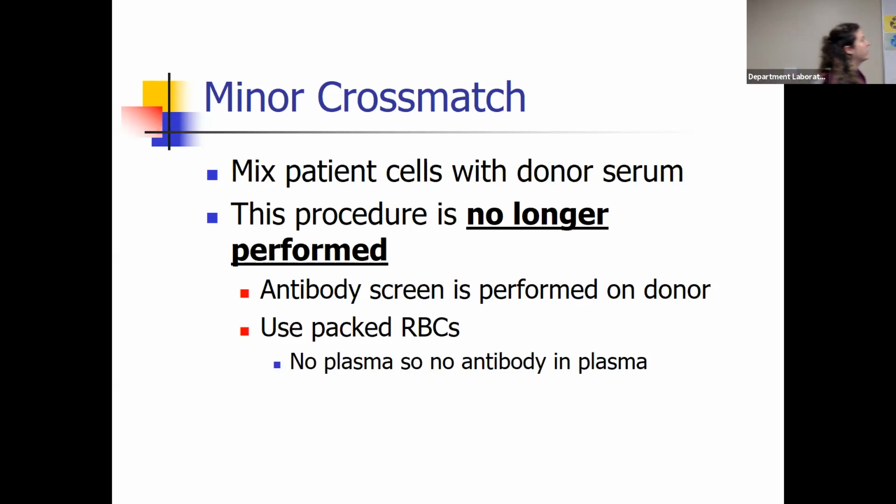Another reason the minor crossmatch is not performed, think about whole blood. If you are doing whole blood transfusions, whole blood has red cells and plasma, so we would need to make sure that that plasma is also compatible with our recipient. And because we typically do not do whole blood transfusions anymore, we don't have to do this minor crossmatch.